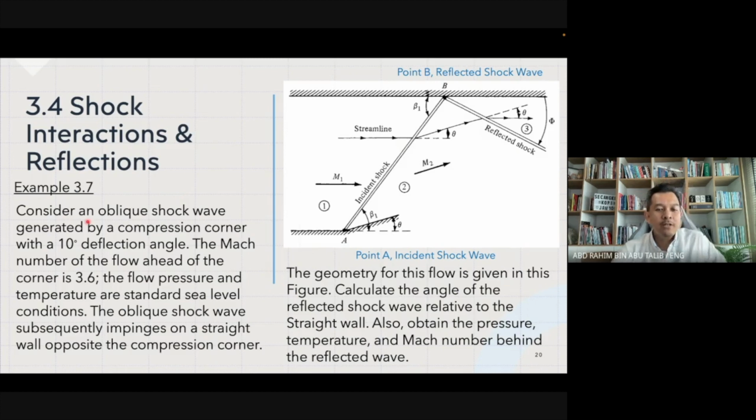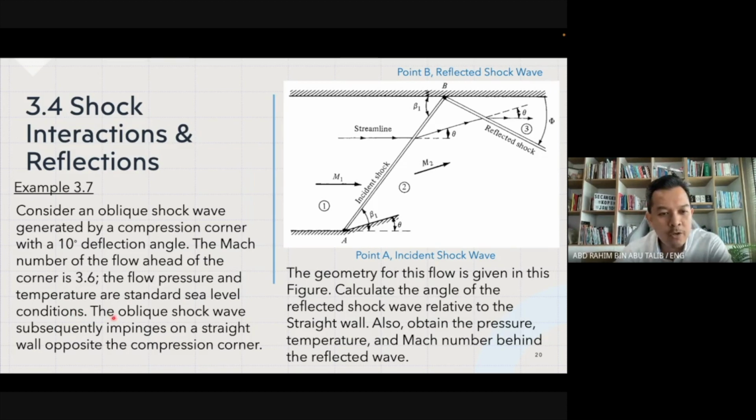Consider an oblique shock wave generated by a compression corner with a deflection angle of 10 degrees. Theta is 10 degrees. The Mach number of the flow ahead of the corner is 3.6. So the Mach number at region 1 is given as 3.6. The flow pressure and temperature are standard sea level conditions. So we have to refer to Appendix B later on.